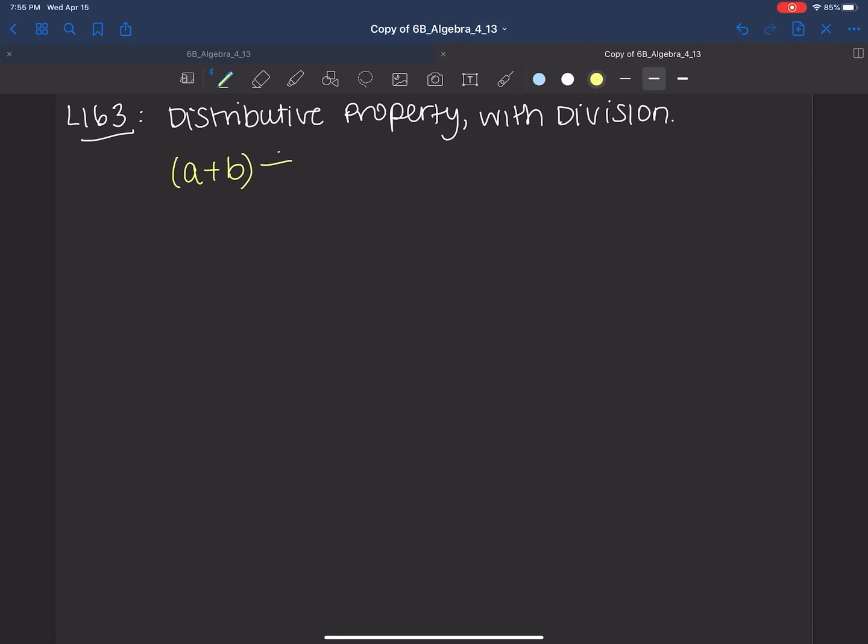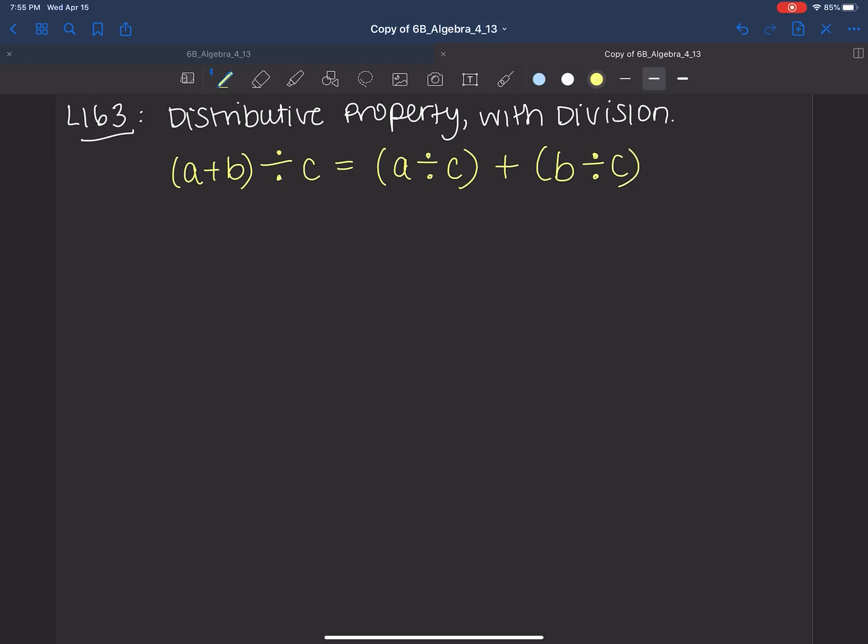So lesson 163 is about the distributive property again, but with division instead of multiplication. And let me just write the property down. If I have a plus b in parentheses divided by some rational number c, it's the same as if I took a divided by c and added it to b divided by c.